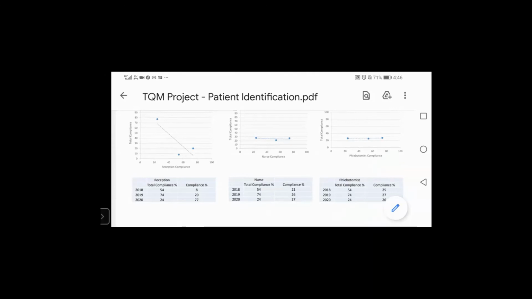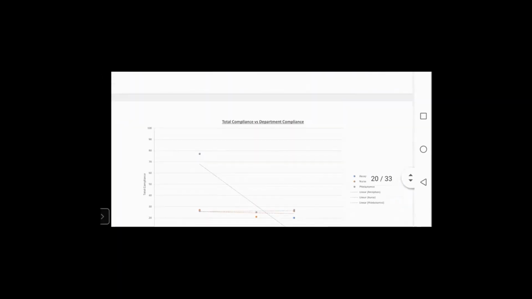Okay, so from my point of view, another suggestion is for the patient identification scatter diagram to detect if there is a relation between proper patient identification and the reception compliance, right? And with nurse compliance and with the other compliance. So it only needs an edit of the statistical shape, but its idea is good. Okay.